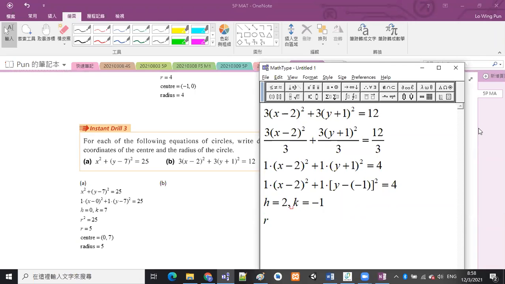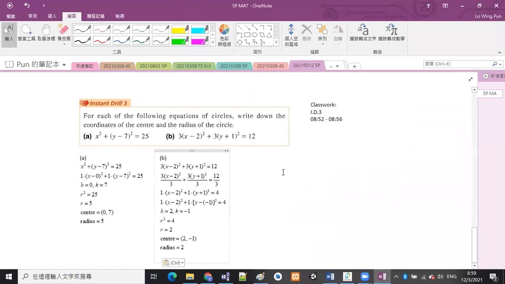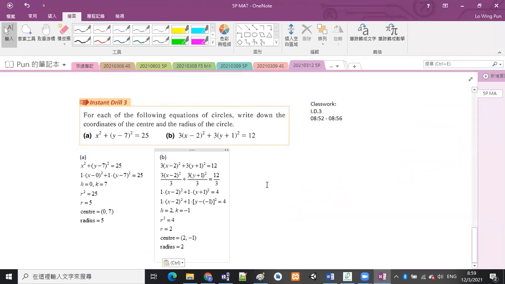And we also have r squared equals 4. Then we take square root on both sides, and we get r equals 2. So the center is equal to h and k, 2, negative 1. And the radius is equal to 2. So that is the answer of part B. Is that okay?